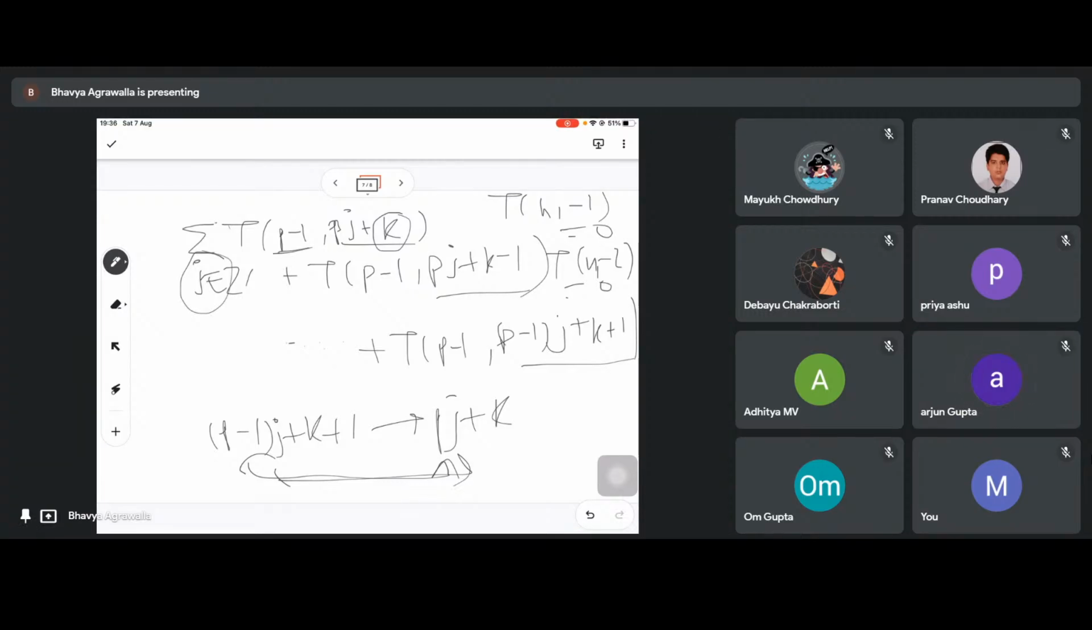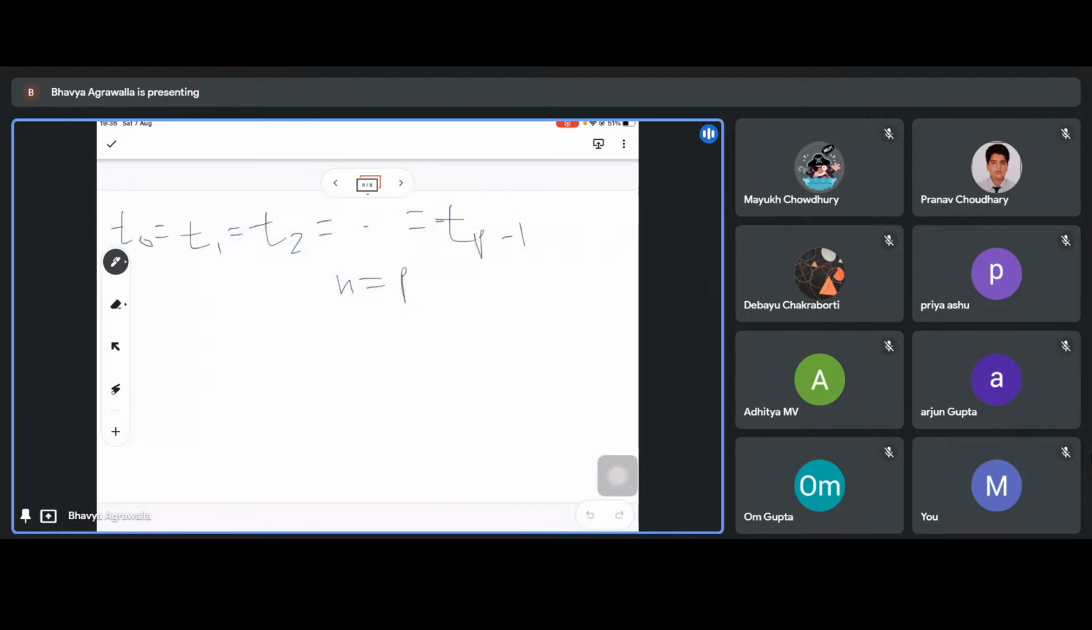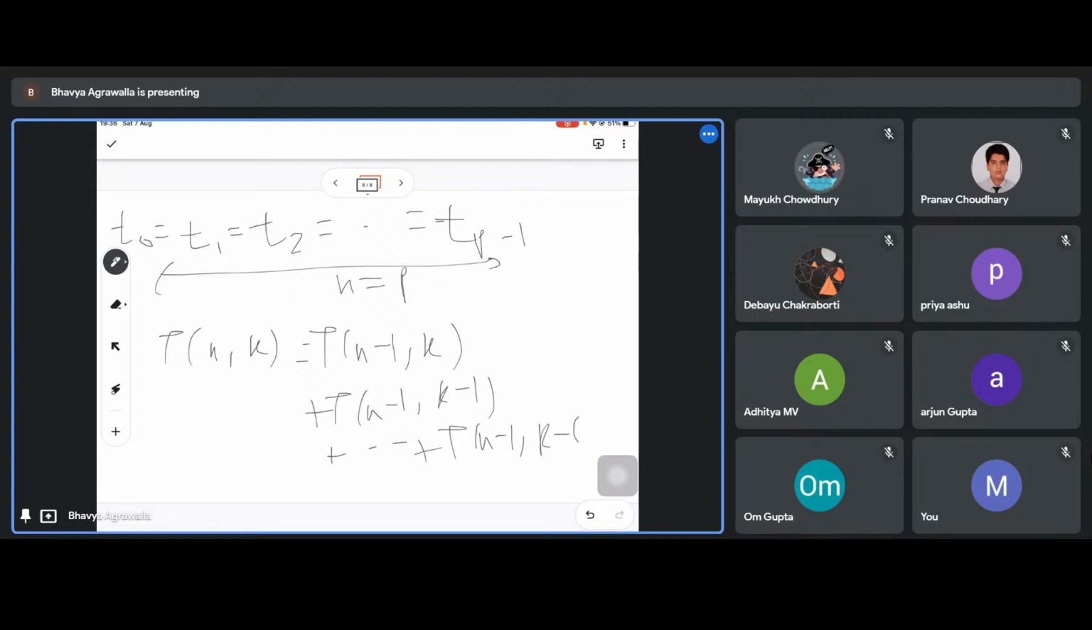Nice. So now once you're done with this and you have this recurrence in your hand, t of n comma k is equal to t of n minus 1 comma k plus t of n minus 1 comma k minus 1 plus t of n minus 1 comma k minus n minus 1, right? So now you have this thing and you have this recurrence in your hand.